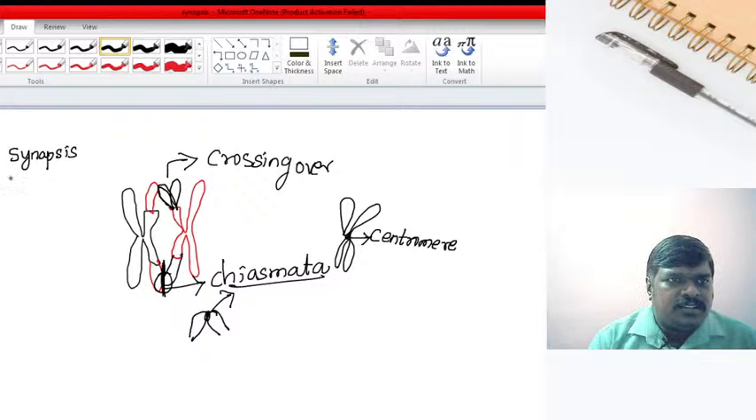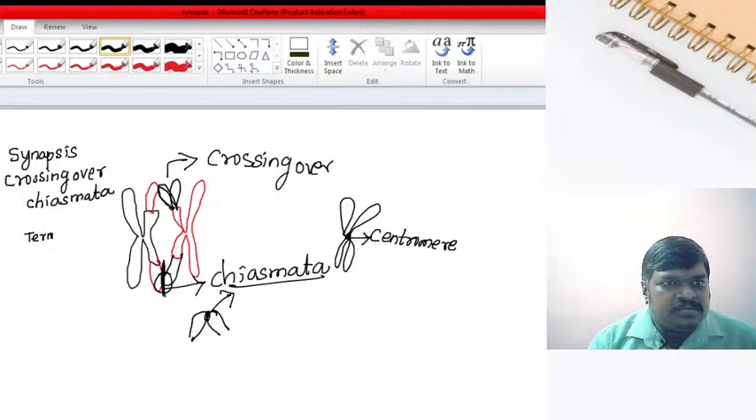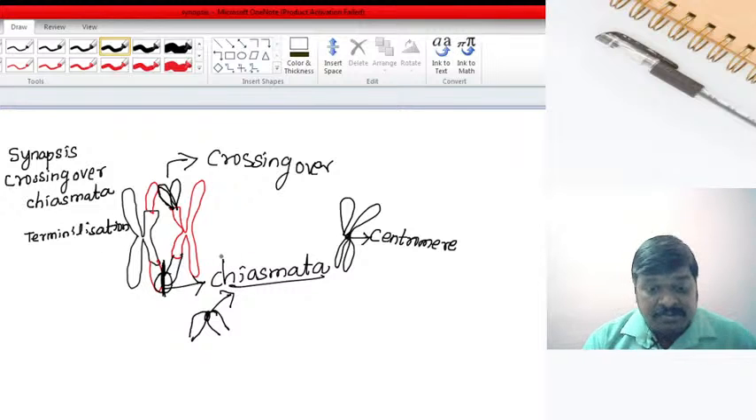Synapsis takes place. After synapsis, crossing over takes place. Remember, children? After crossing over, they get separated but remain attached at one particular point, that is called chiasmata. And after chiasmata, what will happen? The terminalization process takes place. Terminalization means separation. This is all about the cell division process.